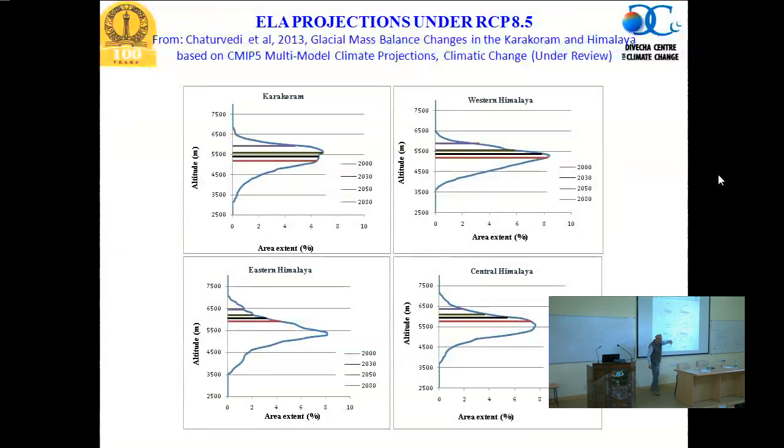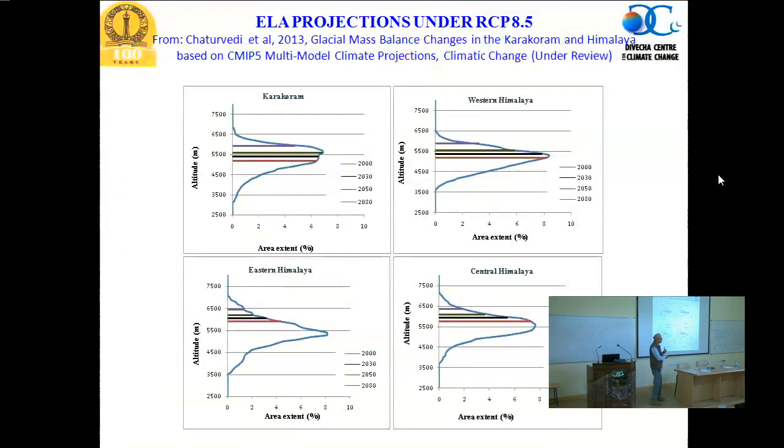And in the present scenario, they are not significantly retreating. In the Eastern Himalaya, they are retreating. They are losing mass very fast. And the Central Himalaya also they are losing. And the Western Himalaya is also worse now. What is going to happen is a small change.